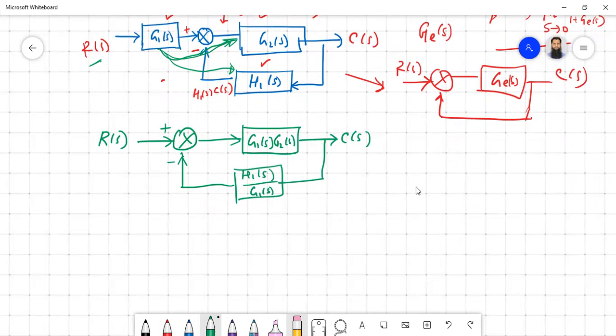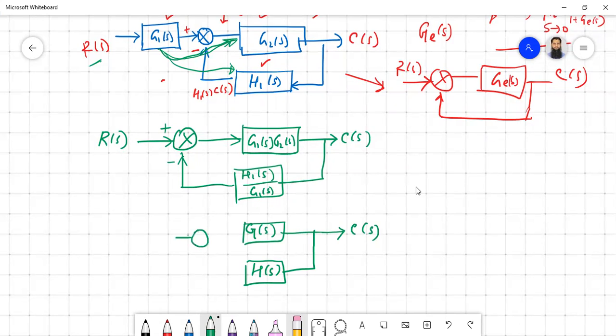Try to use the block diagram reduction method. Now, this G1 and G2 multiplication, we can give it a name, G of s, and the feedback we can name H of s. These are just notation; it doesn't always have to be H of s. In some other books, they may use some other notation, but as long as it is in the feedback path, it is considered feedback. So this is your R of s, and this is your non-unity feedback, negative.